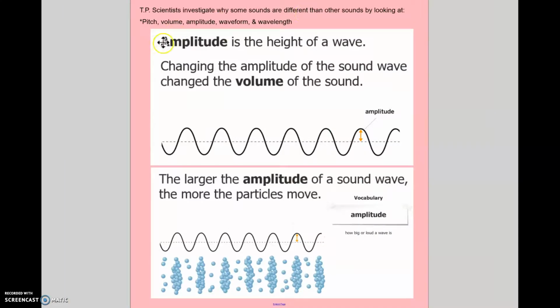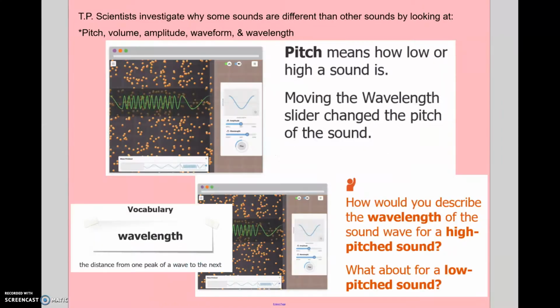Okay, we were correct. Amplitude is the height of a wave, and it's also how big or loud a wave is. So changing the amplitude of the sound wave changes the volume of the sound. And something else you might have noticed from this sim is that the larger the amplitude of a sound wave, the more the particles move. So when something is quiet, they don't move as much as when it is really loud. And then pitch is how low or high a sound is. When we moved the wavelength slider, it changed the pitch of the sound.